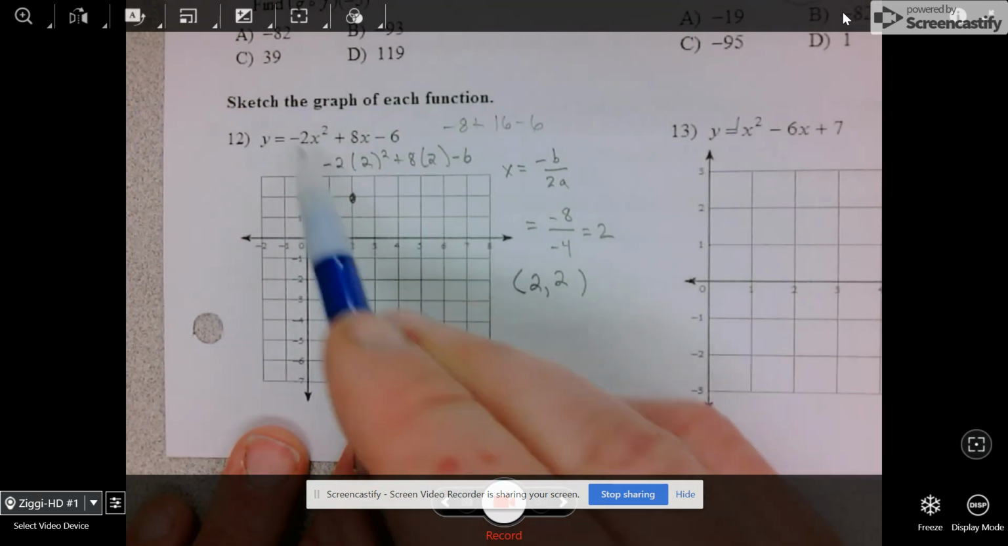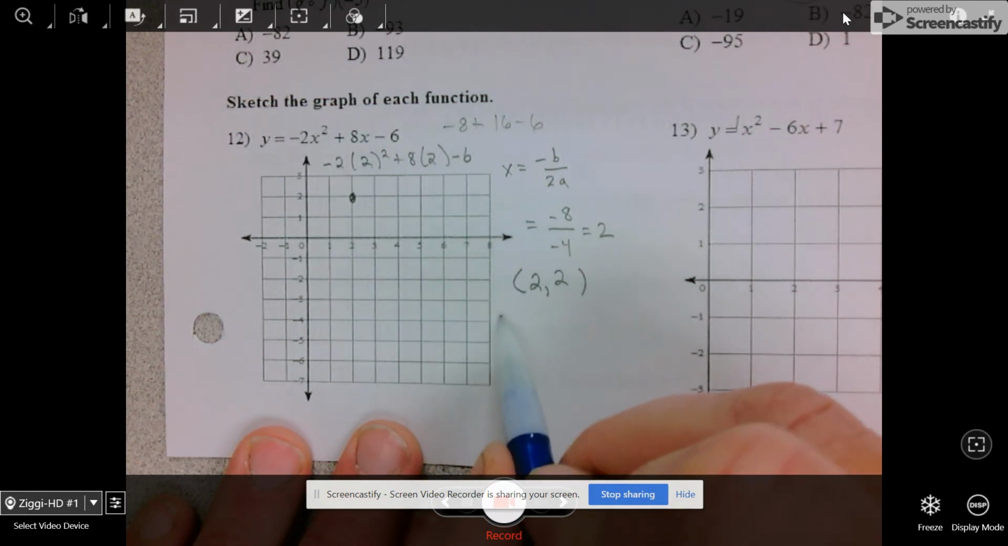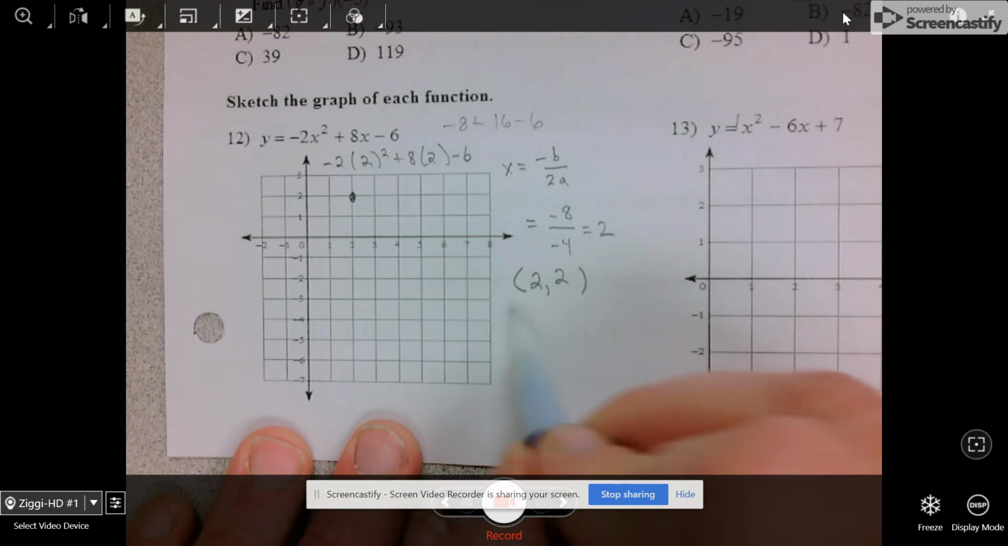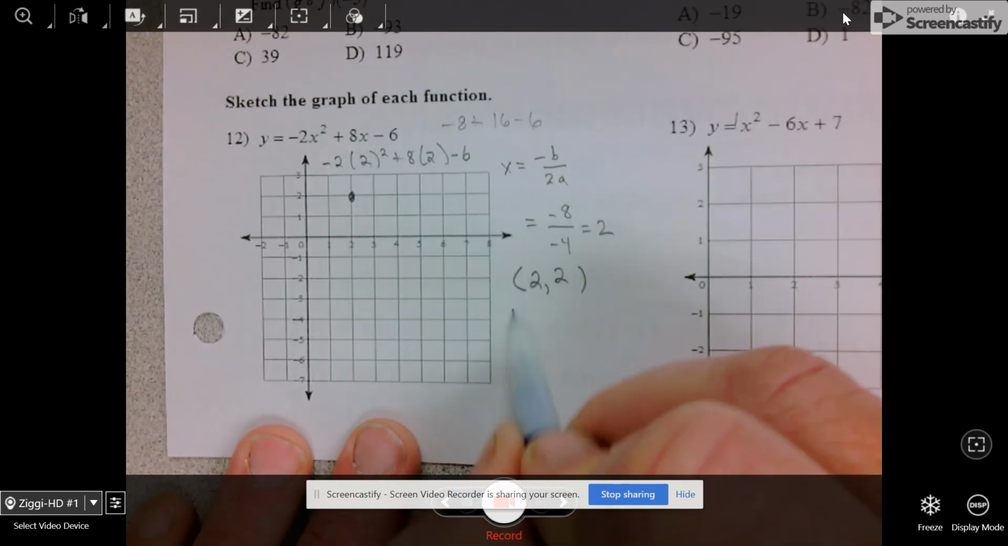So I start here, and I go over 1. Instead of going up, I'm going down 2. And that means I have the same point. This line of symmetry is right down the middle. Then I go over 1 and down 6. 1, 2, 3, 4, 5, 6. And I just mirror that. You don't have to count. If you mirror it, you can see, and you kind of sketch it in there.